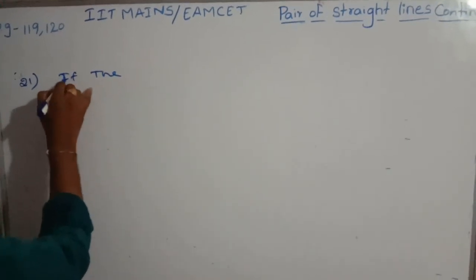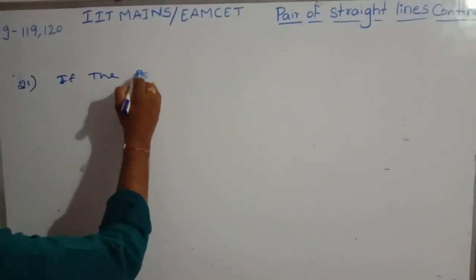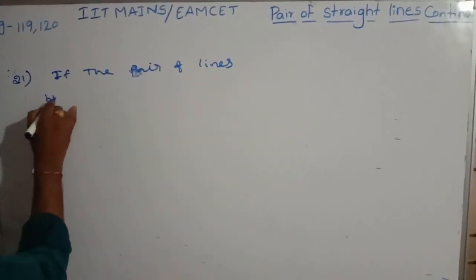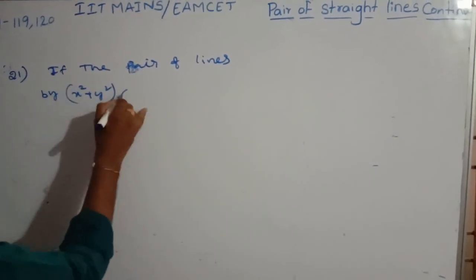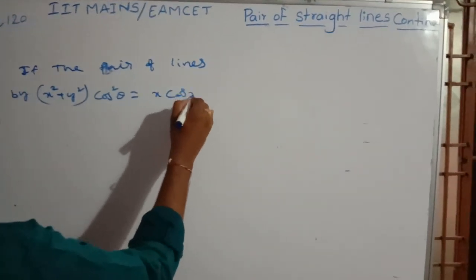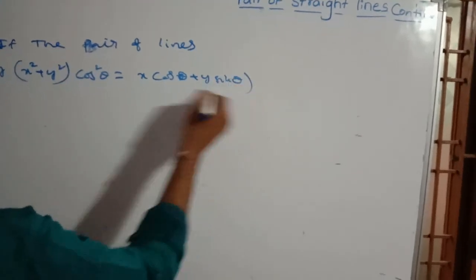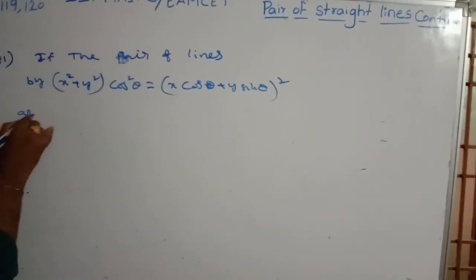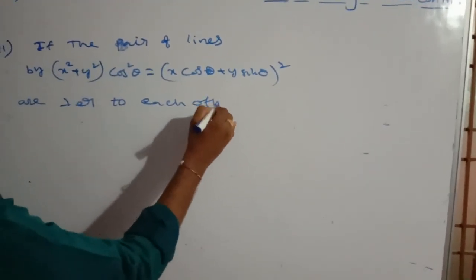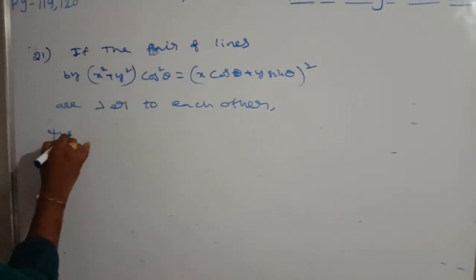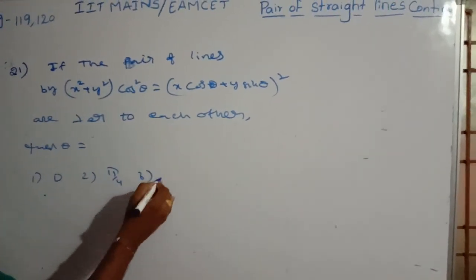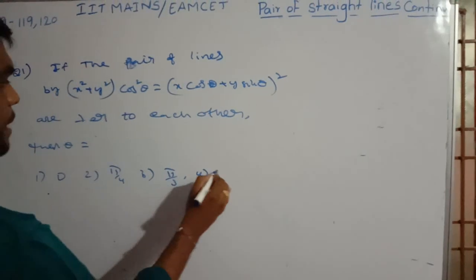If the pair of lines given by x square plus y square of cos square theta is equal to (x cos theta plus y sin theta) whole square are perpendicular to each other, then theta is equal to: first option is 0, second option is pi by 4, third option is pi by 3, and fourth option is pi by 2.